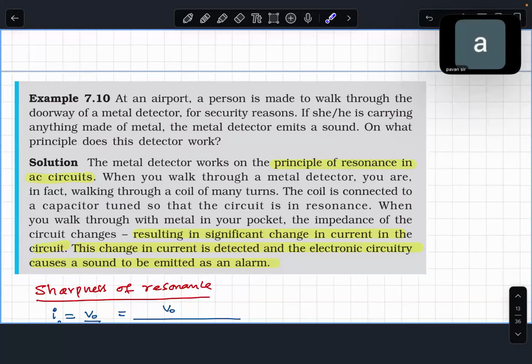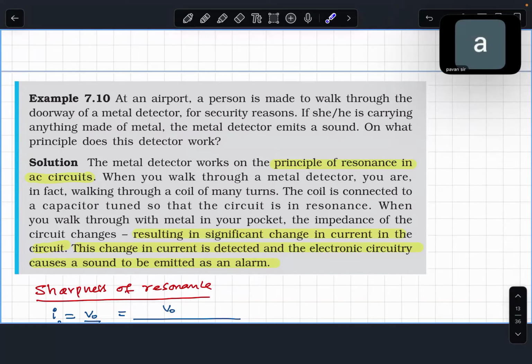In fact, whatever you are entering, you are passing through some coil. When you are passing through a coil, if you are carrying some metal objects, the metal objects will change the inductance of the coil. As a result, till that point, maybe the circuit is in resonance with some standard frequency. Once the circuit deviates from resonance, an alarm is set that will horn actually. That's the principle. Read the answer given by the NCERT.